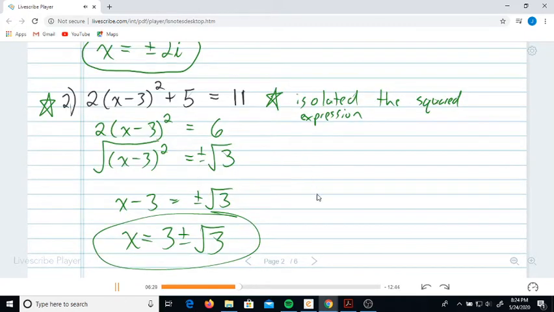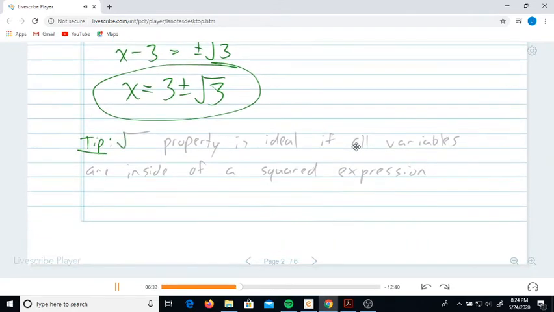So the square root property is great. The square root property is ideal if all variables or all unknown values are inside of a squared expression.